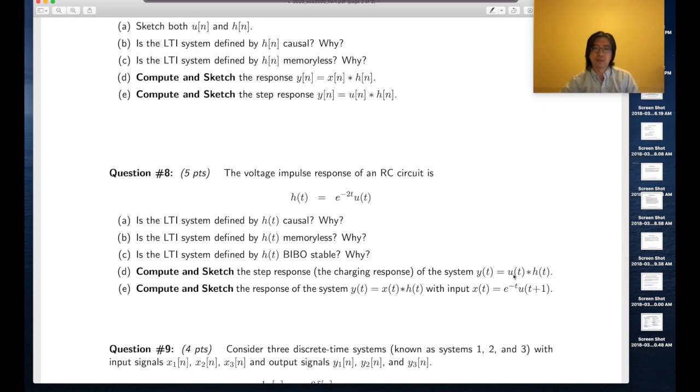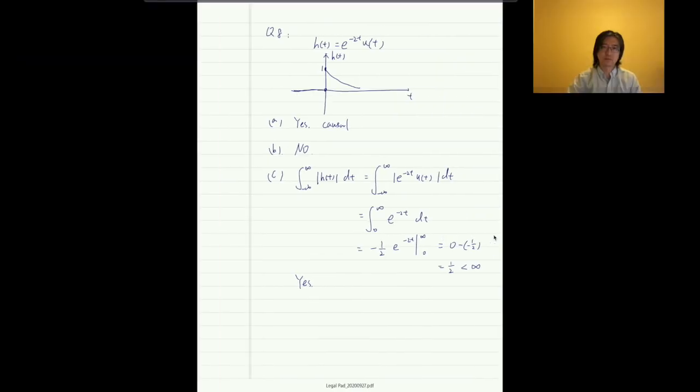Okay, so part D is to compute the convolution, where the input signal is u(t), and now let's compute this. For part D, we want to compute y(t) equals u(t) convolved with h(t), right? Again, it doesn't matter which one to flip, so we can just do this: integral of u(t minus tau) h(tau) d tau. We can just flip u of tau here, right?